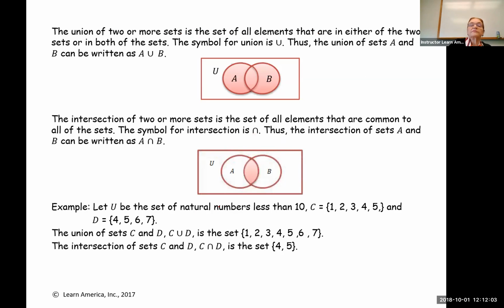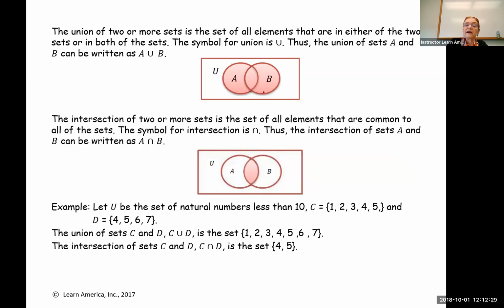Now, there's also terms that we need to know: union and intersection. These are very important. The union of two sets or more is a set of all the elements that are in either one or the other or both. The symbol for set union is ∪. That's kind of obvious, U for union. So if we have the union of sets A and B, we would write A ∪ B.